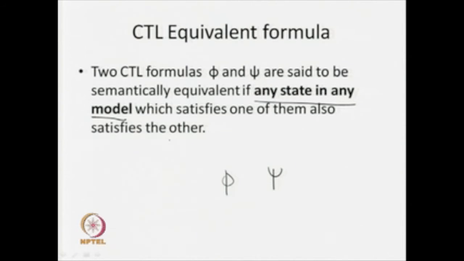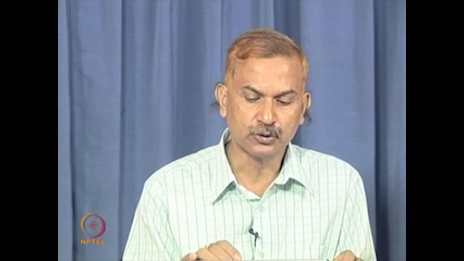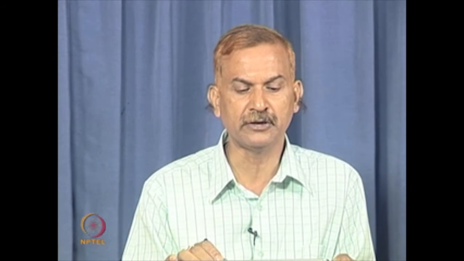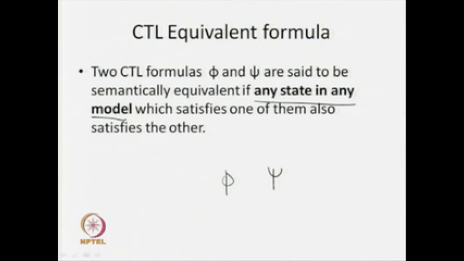So, if we say that two CTL formulas are equivalent, they must have the same truth values in all states of any model. If we consider any state, if phi is true, then psi must be true in that particular state of any model. So, for any model, both must be true in any state or both must be false in any state. Then we say that these two formulas are equivalent. Now, we know the syntax of CTL formulas and the semantics of CTL formulas. Now, we will see what equivalent formulas we have in CTL.